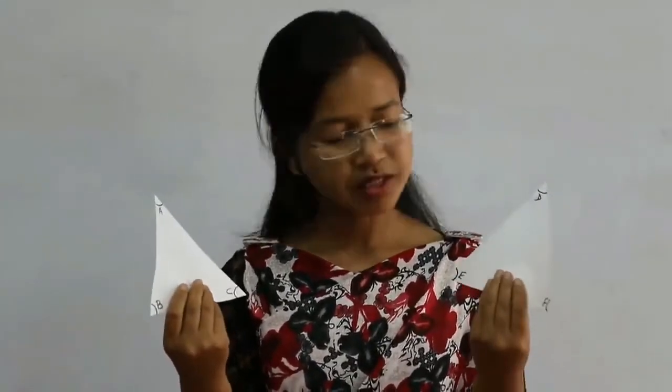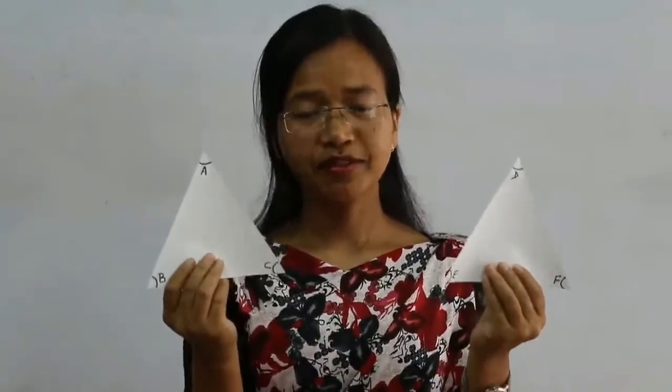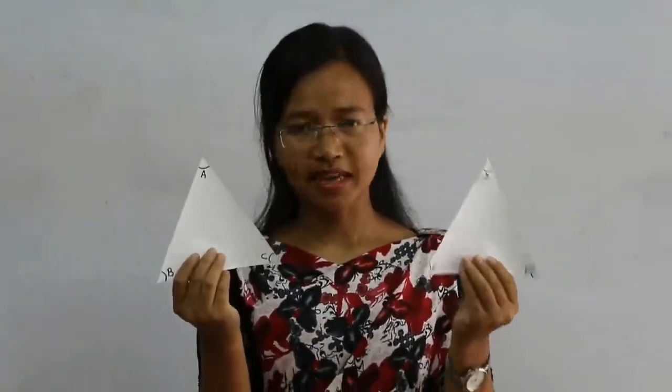Also, now I have these two triangles. When we look at these two triangles, again they are of the same shape because they have the same angles. Here angle A is equal to angle D, angle B is equal to angle E, angle C is equal to angle F. And now again let me overlap these two triangles together. When we overlap them, we can see that these two triangles also fit exactly with each other. So it means these two triangles have the same shapes and also the same sizes.